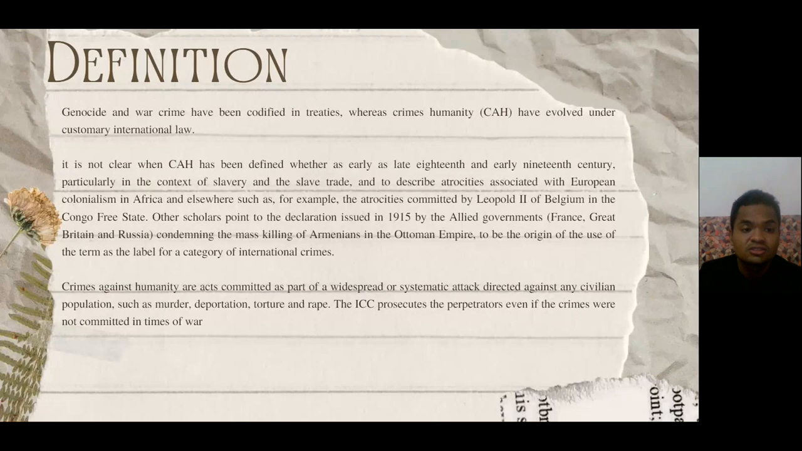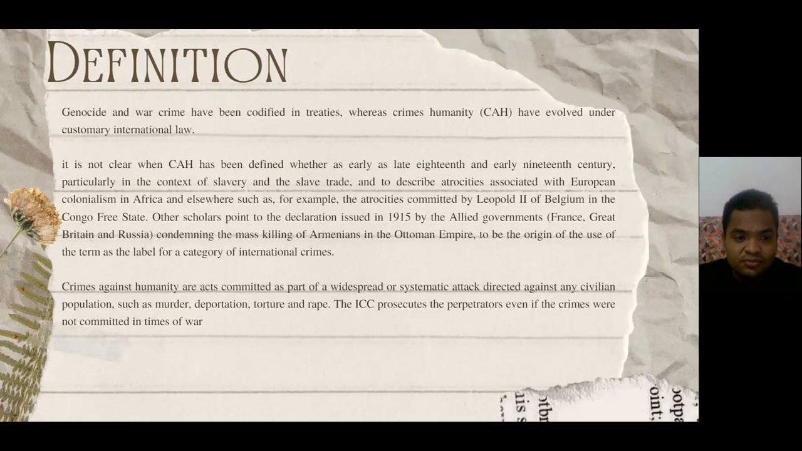Genocide and war crimes have been codified in treaties, whereas crimes against humanity, or CAH, have evolved under customary international law. It is not clear when crimes against humanity was first defined, whether as early as the late 18th and early 19th century, particularly in the context of slavery and the slave trade, and to describe atrocities associated with European colonialism in Africa and elsewhere, such as, for example, the atrocities committed by Leopold II of Belgium in the Congo Free State.